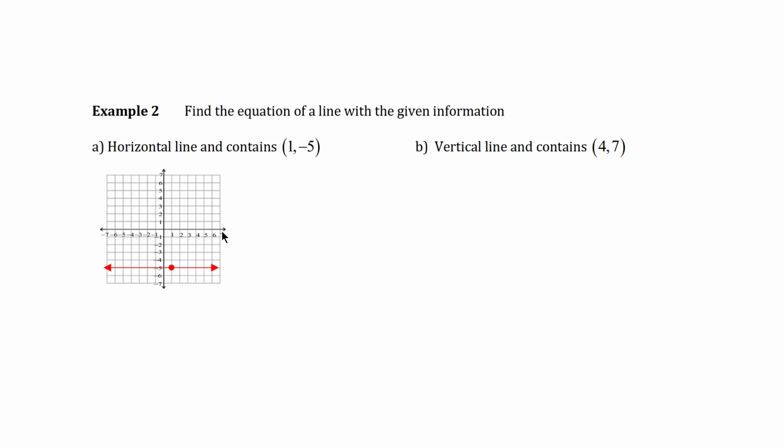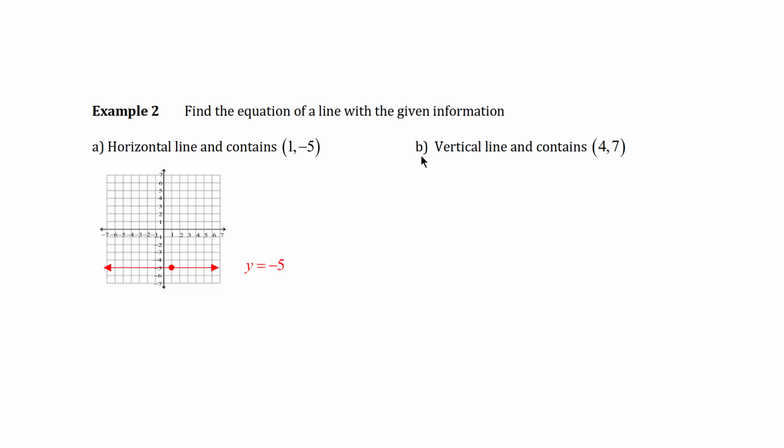So below you could see here I graphed the horizontal line going through the point 1, negative 5. Notice here that my horizontal line crosses the y-axis at 0, negative 5. This should help you remember that the equation for a horizontal line is y equals the y value of the y-intercept, which is y equals negative 5.